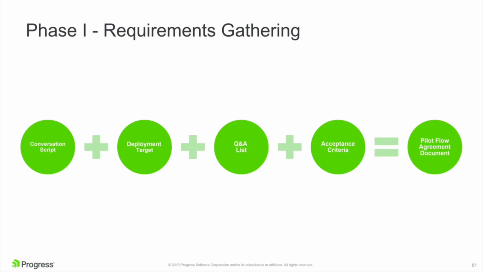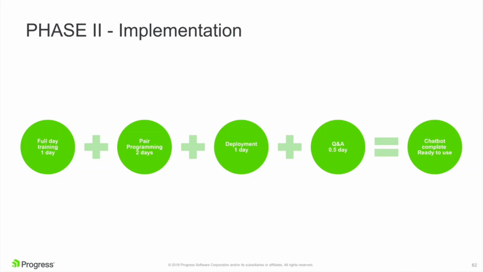Then we will come up with the acceptance criteria, which is basically a compilation of your actual business requirements. And all of that will be finalized in a pilot flow agreement document. The next phase is implementation.